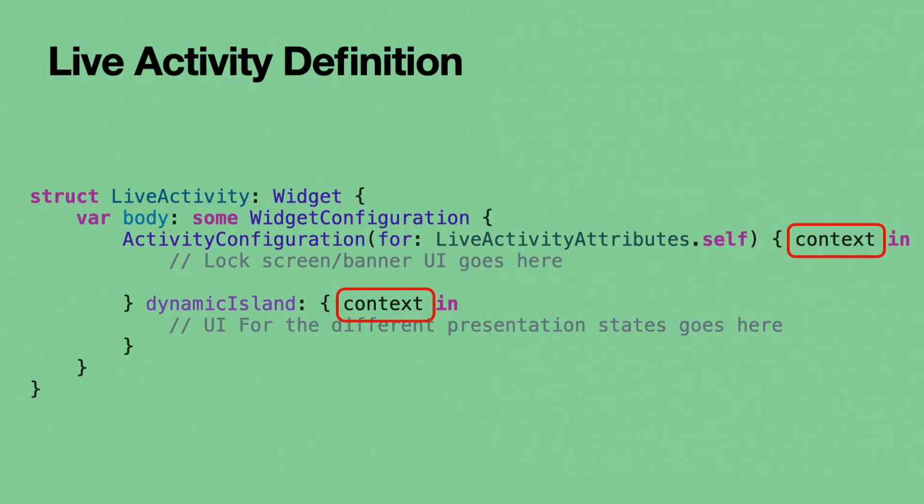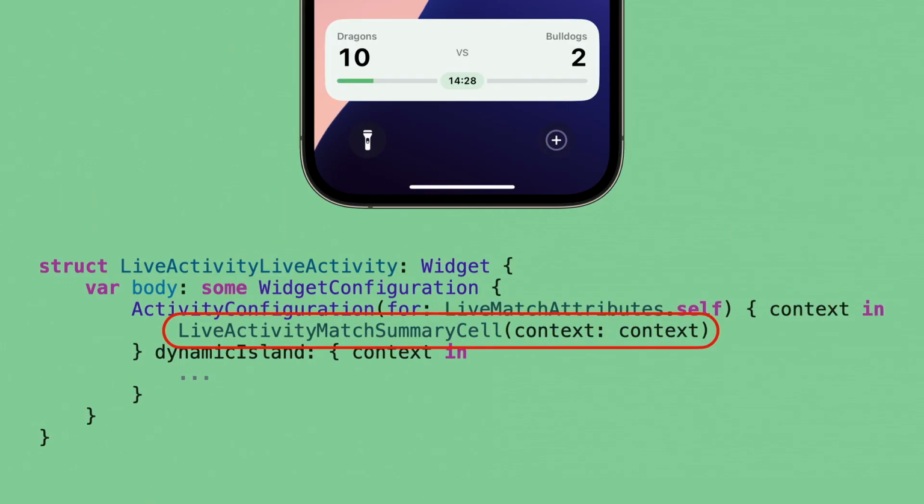And notice how each one gets this context parameter. And it's through this property that our UI, or our SwiftUI views, can access the latest state of our data. And that's all provided through ActivityKit. It'll make sure that our UI is receiving the latest context available. And when I say our data, I'm just talking about those two structs that we defined earlier. So the attributes for the live activity, as well as the content state.